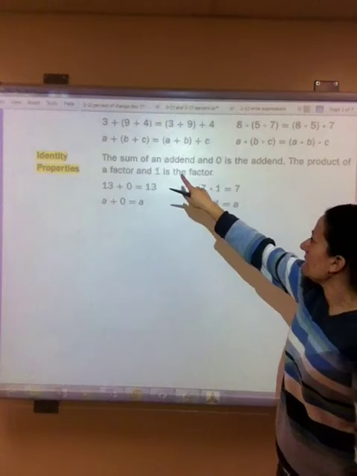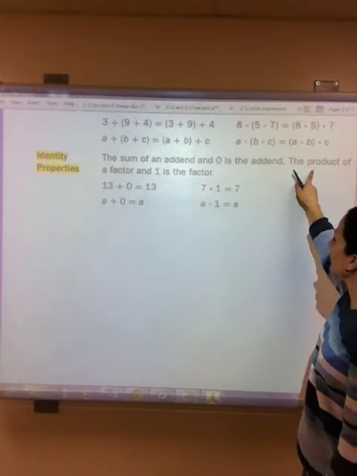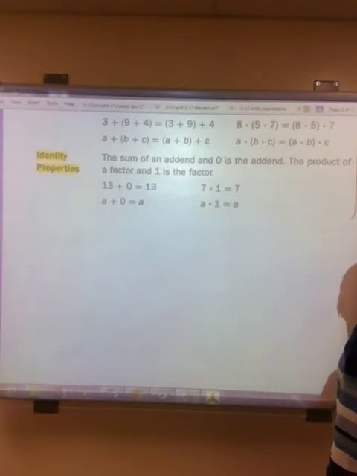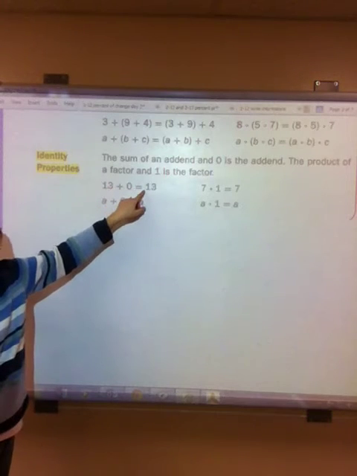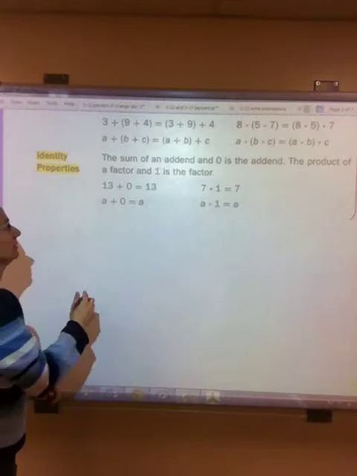The identity property states that the sum of an addend and 0 is that addend. The product of a factor and 1 is the factor. Let's put this in simpler terms. Take a look at this example first. 13 plus 0 is 13. Anything plus 0 is that same number.